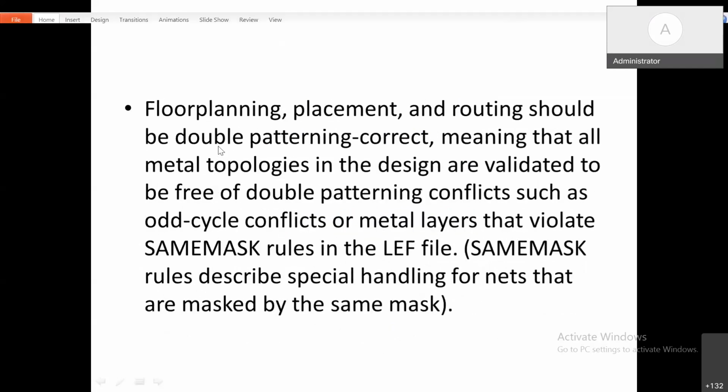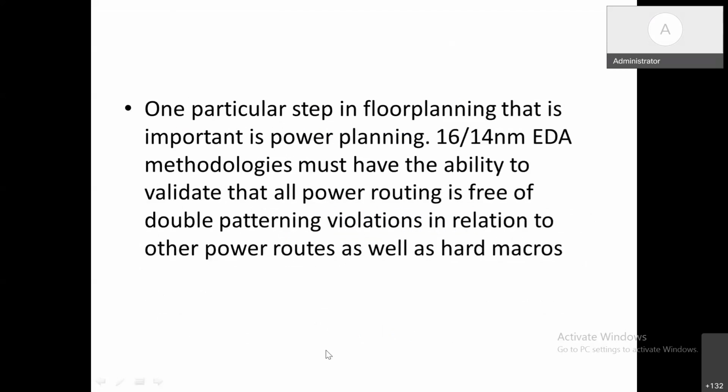Floor planning, routing, placement routing, and double patterning correction are also done by this. They try to use the same mask rules in the left file. I will not go into depth on this; it is with respect to the people who are fabricating the chip.